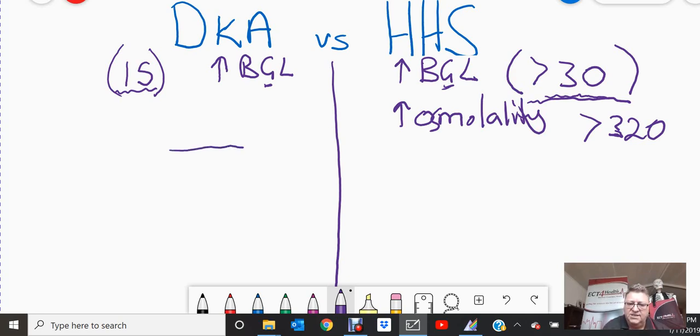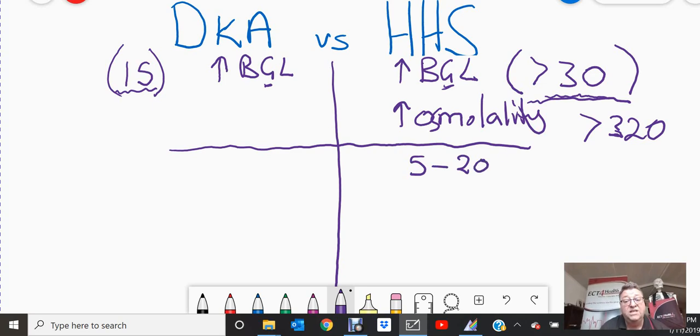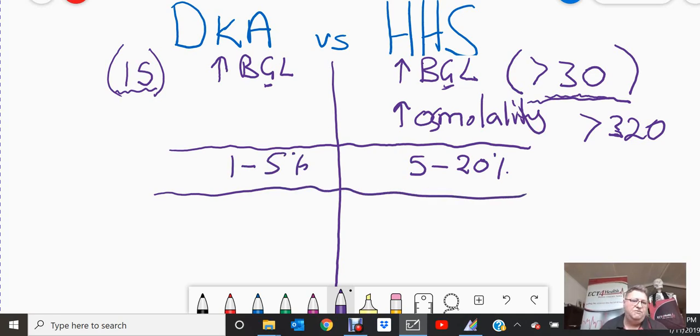And this sort of brings us to our next real big difference between these guys. My HHS patients over here, they're the ones that are going to have a much higher mortality. Mortality rates are somewhere between 5 and 20% of patients who present with HHS. Whereas if we look at diabetic ketoacidosis, it tends to be a lot more explosive in its onset. We tend to pick it up the day that it happens or the next day. And so our mortality rate is really only about 1 to 5% for diabetic ketoacidosis. So mortality is another sort of different factor.